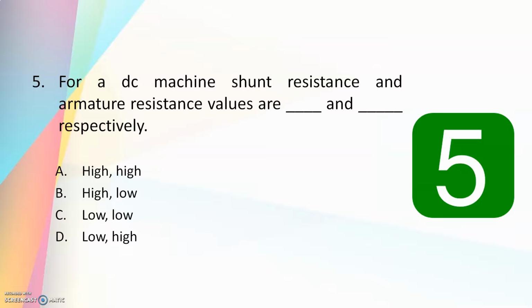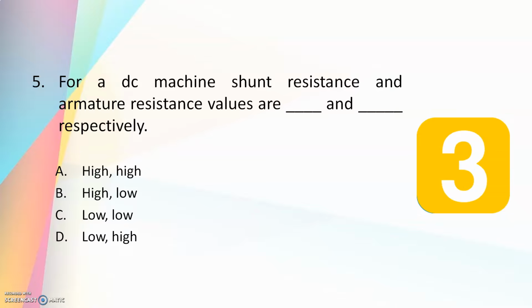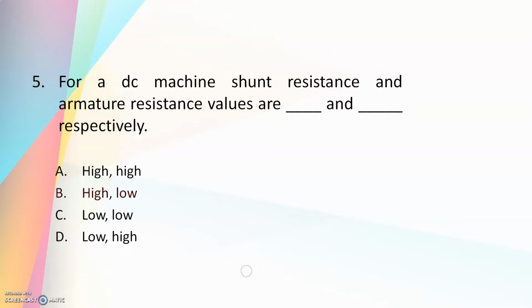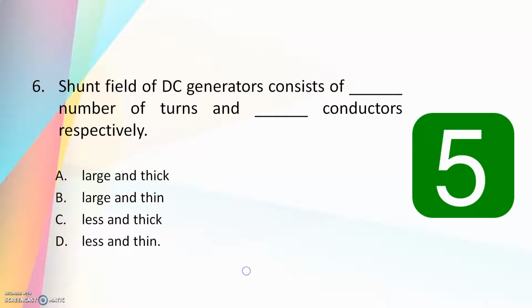For DC machine, shunt resistance and armature resistance values are dash and dash respectively. High, high; high, low; low, low; low, high. And the answer is high, low. For a DC machine, the value of the armature resistance is very low and shunt resistance is normally very high.